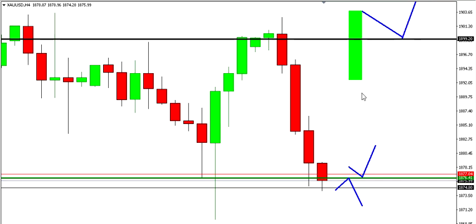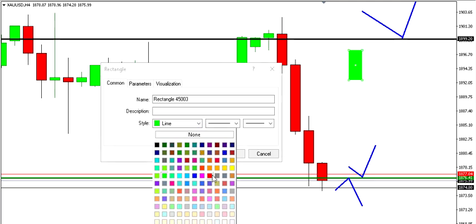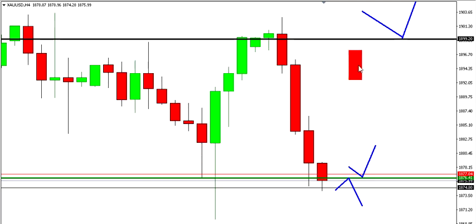Now there are some instances where we may have a pin bar. Let's say we have a bearish pin bar across the pivot point. Let me say this is a candle, and let's assume this is the pin bar.